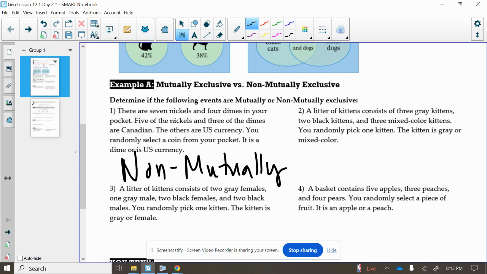The second example says a litter of kittens consists of 3 gray kittens, 2 black kittens, and 3 mixed color kittens. You randomly pick one. What is the probability that the kitten is gray or mixed color? Well, that's not going to happen where you are going to be able to get both things happening. It's either gray or it's mixed color. There is no overlap. So we would call that a mutually exclusive situation.